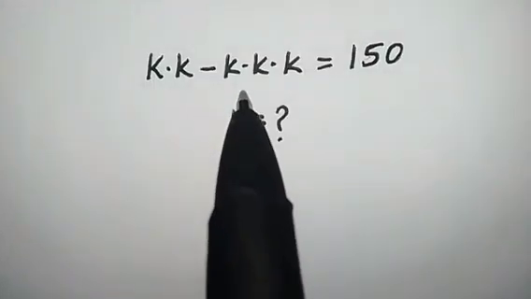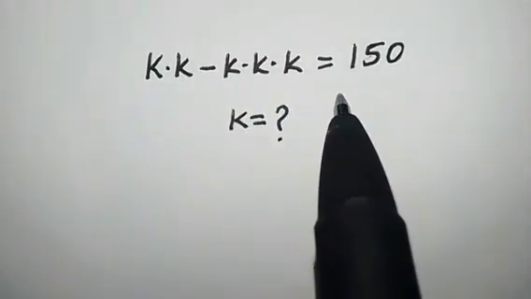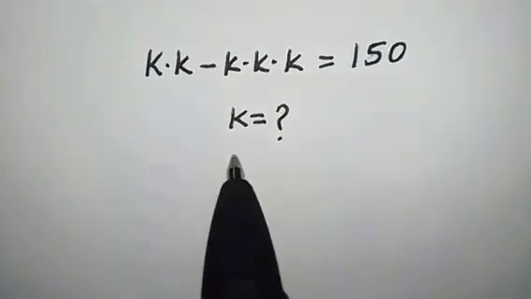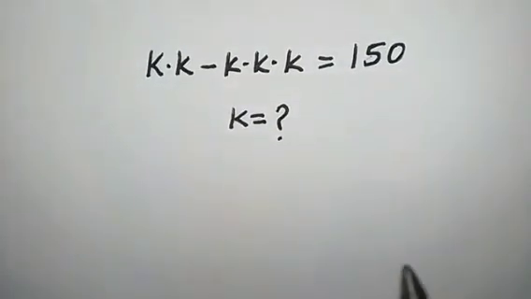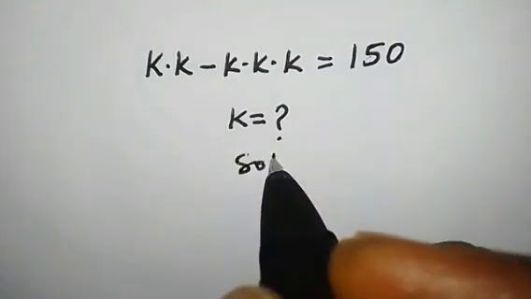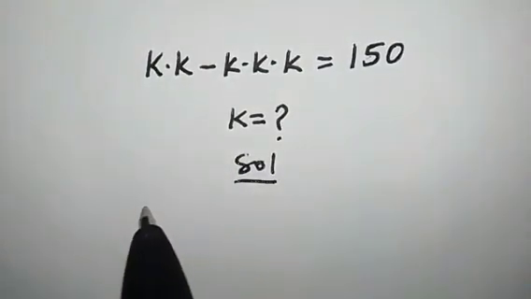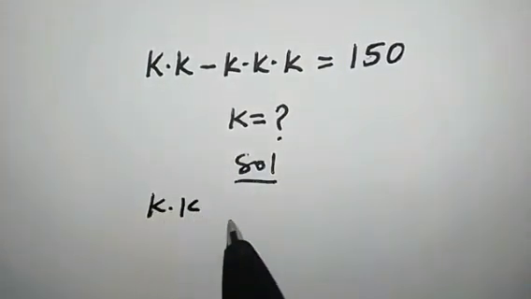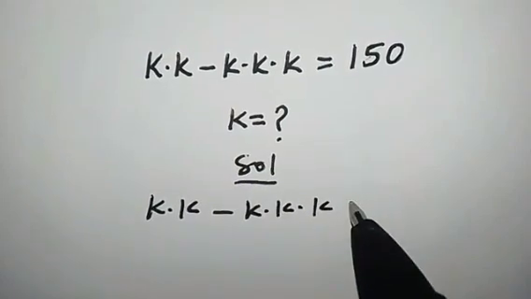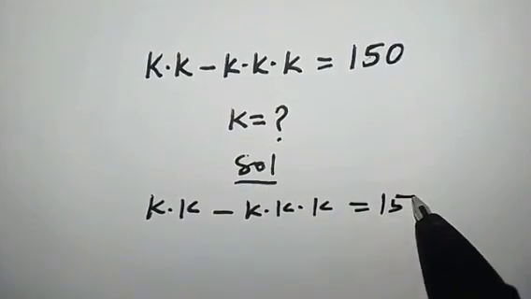k times k minus k times k times k is equal to 150. How do we find the value of k? Without further delay, let us begin. Solution. We have k times k minus k times k times k equal to 150.